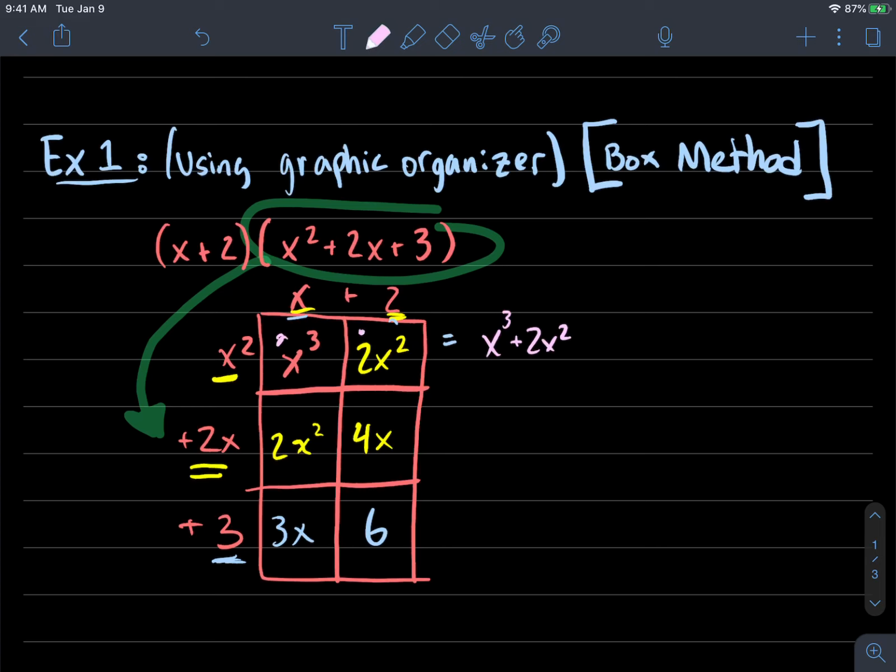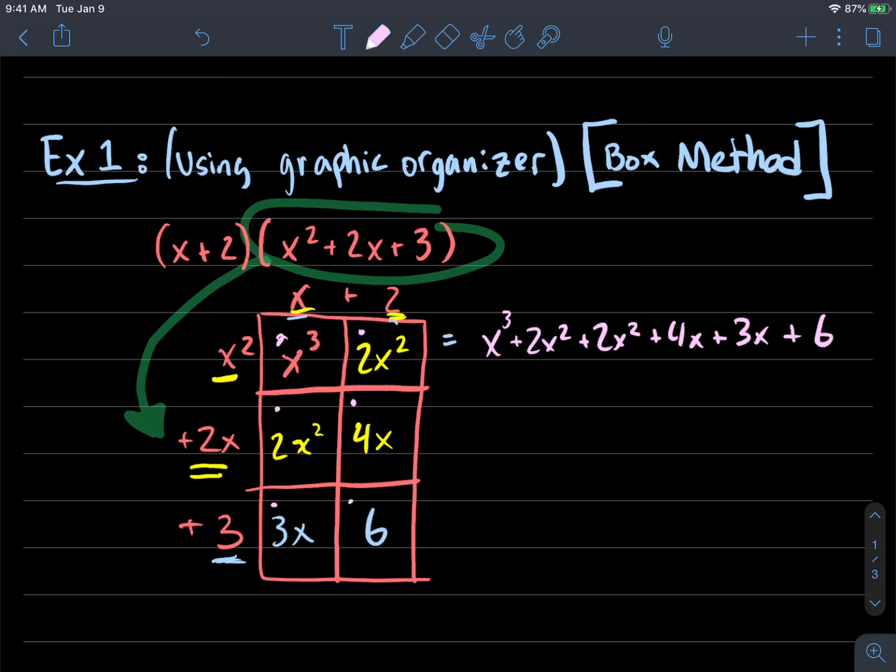And we're done with this one. Now we're going to write this one over here. Plus 2x squared. And now we're going to write this one. Plus 4x. And now we're going to write this one. Plus 3x. And this one right here. Plus 6. Now this looks scary, but it's really not, alright?